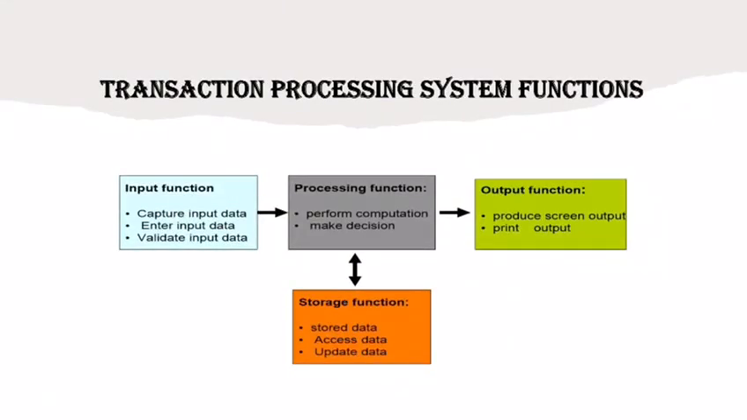Okay, now let's figure out what are the functions of TPS. As we can see on this figure, TPS has four main functions. First one is input function. In this function, we can capture input data, enter input data, and validate input data. The second function is processing function. In this function, we can perform computation and make decision. The third function is output function. In this function, we can produce screen output and print output. And the last function is storage function, which means that we can store data, access data, and finally update data.